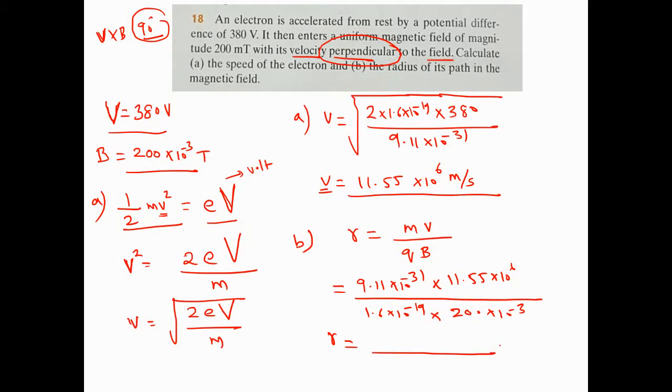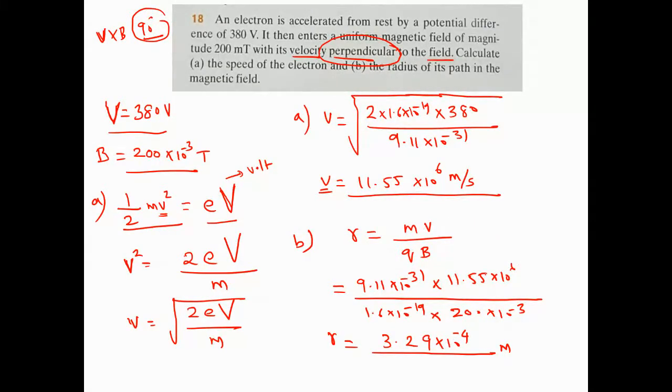And what's the unit for the radius? Meter. What's the value? 3.29 multiplied by 10 to the power of minus 4. So what's the unit for the radius? Meter. So let's just see the answer.